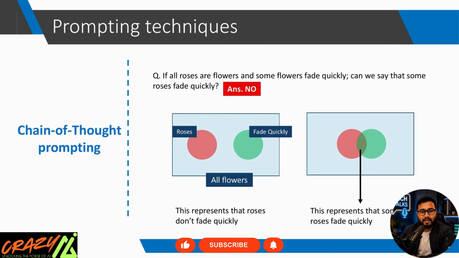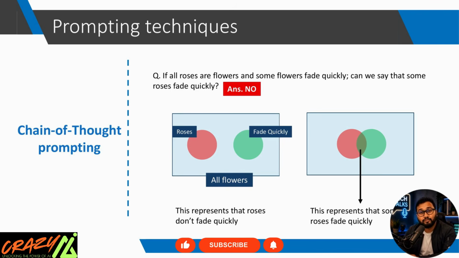Chain of thought prompting encourages AI to reason through the problem step by step before producing an answer. Instead of jumping directly to a conclusion, the AI evaluates each logical relationship carefully. This often improves performance on reasoning tasks, mathematics, planning, and problem solving.